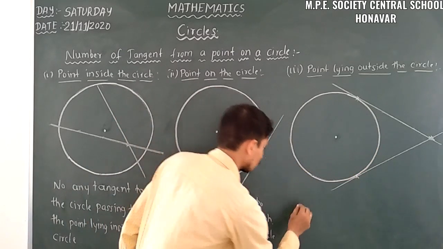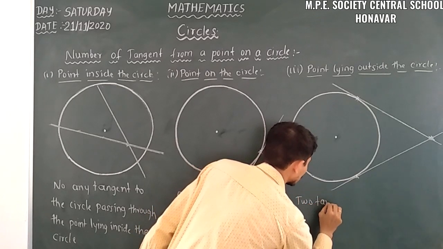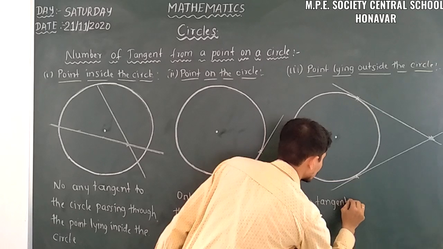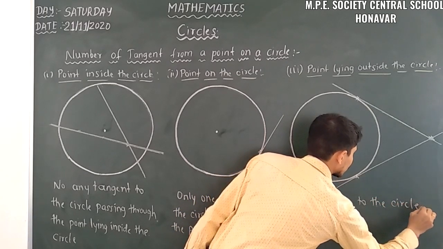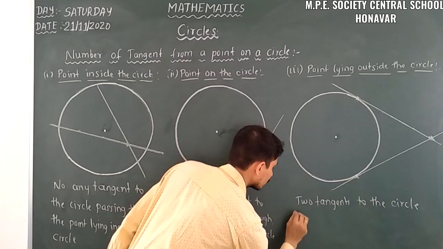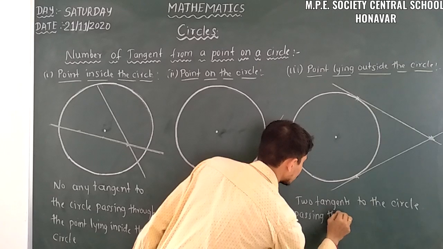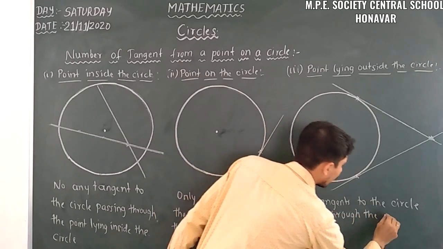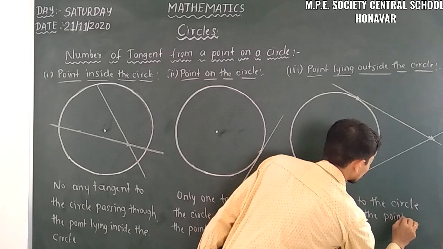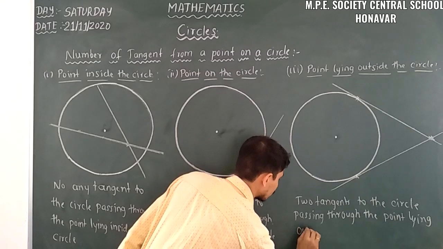So there are two tangents to the circle passing through a point lying outside the circle.